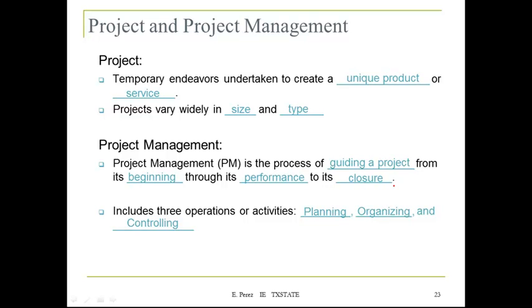Okay, so you're going to have to perform these 3 activities most of the time if you're in charge of a project: planning, organizing, and controlling. Right? You need to make sure that what you have planned is put into work.